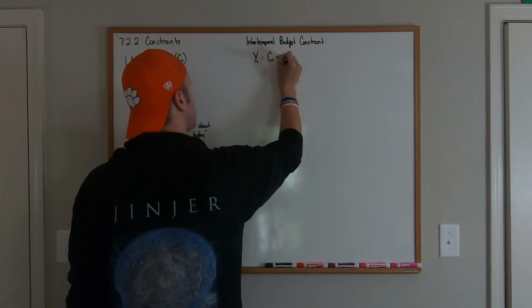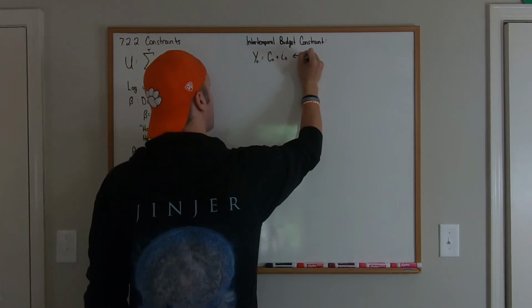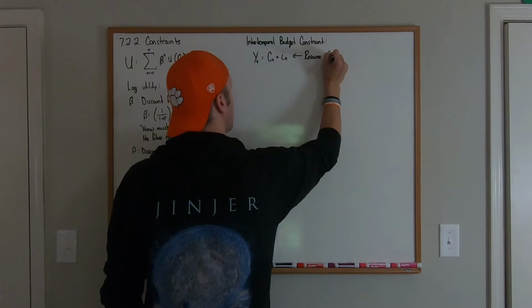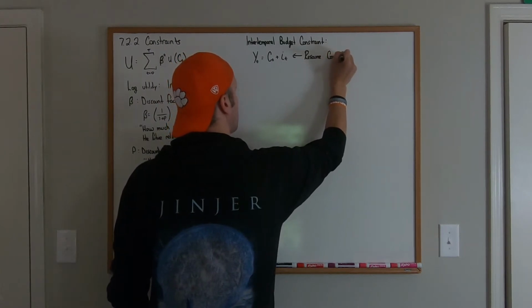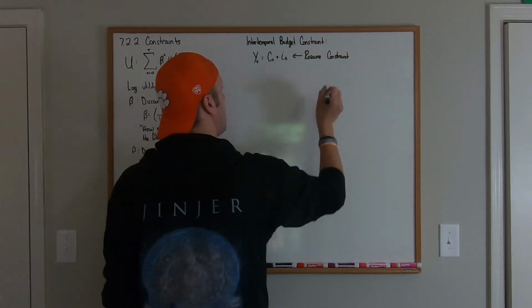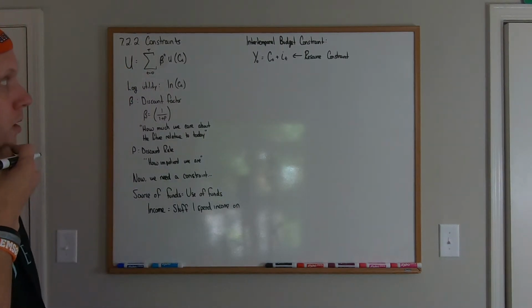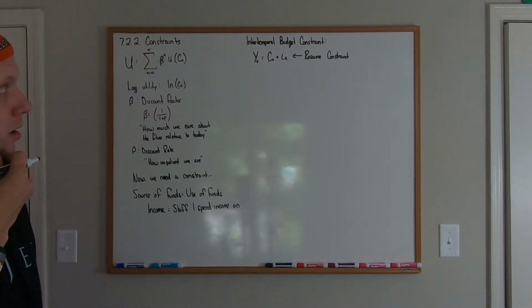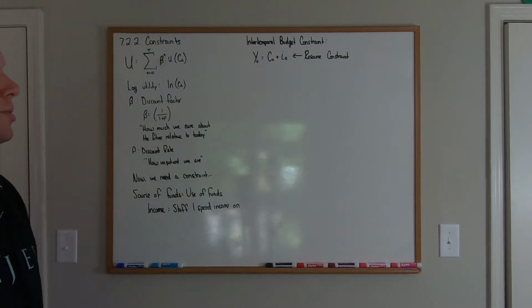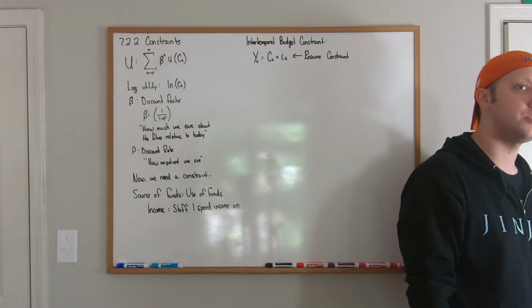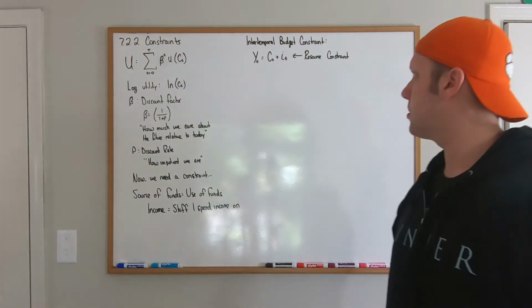And it begins with this thing right here, which is our resource constraint. Now this might look kind of familiar to you. It's basically GDP, gross domestic product. If you remember, GDP is equal to consumption plus investment plus government expenditures plus net exports.